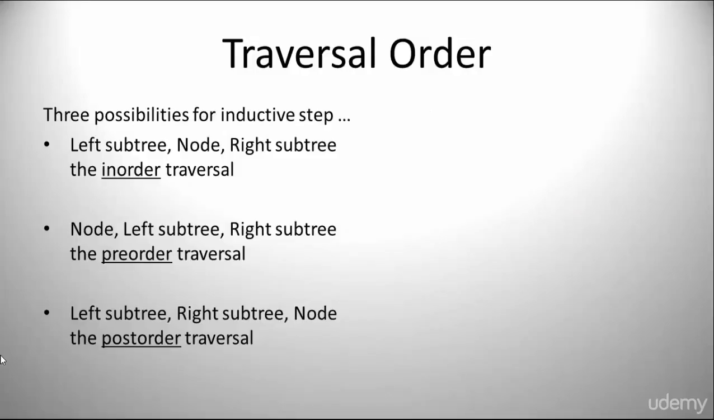Let's move to the traversal order. There are 3 possibilities for the inductive step: left subtree, node, right subtree, the in-order traversal; node, left subtree, right subtree, the pre-order traversal; and left subtree, right subtree, node, the post-order traversal.